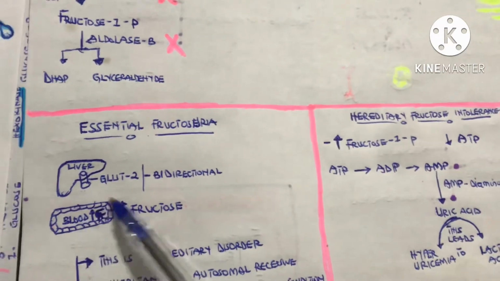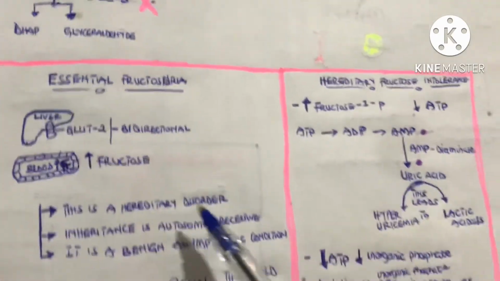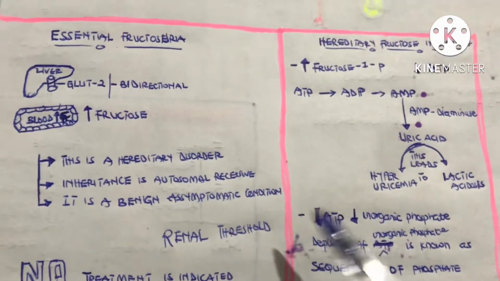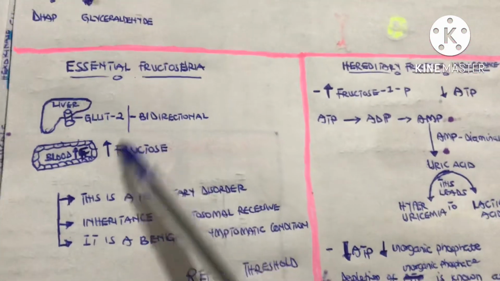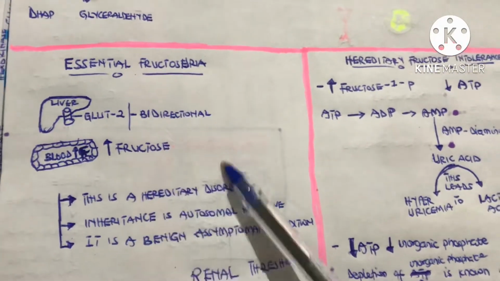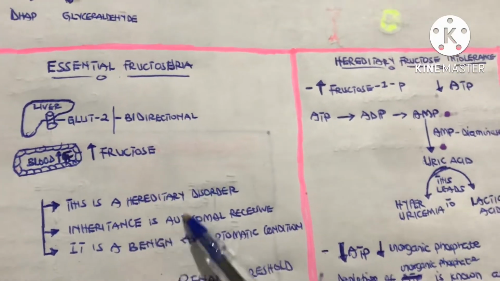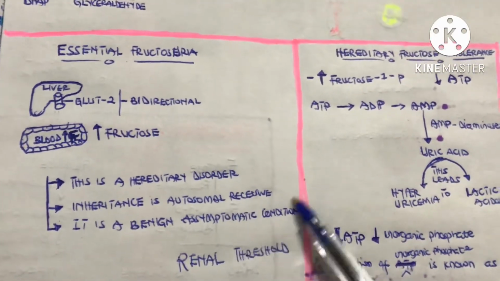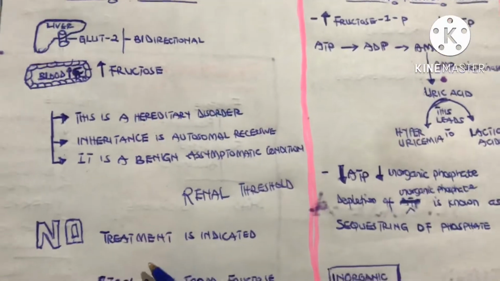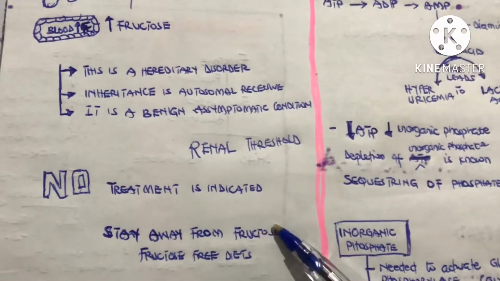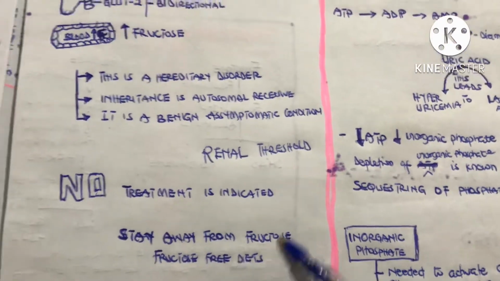So there will be high accumulation of fructose in the blood, and this will exceed the renal threshold and will appear in our urine. This is why this disorder is called essential fructosuria. This is also a hereditary disorder. Inheritance is autosomal recessive, and it's a benign, asymptomatic condition. No treatment is actually indicated. What you can do is stay away from fructose, or eat fructose-free diets.